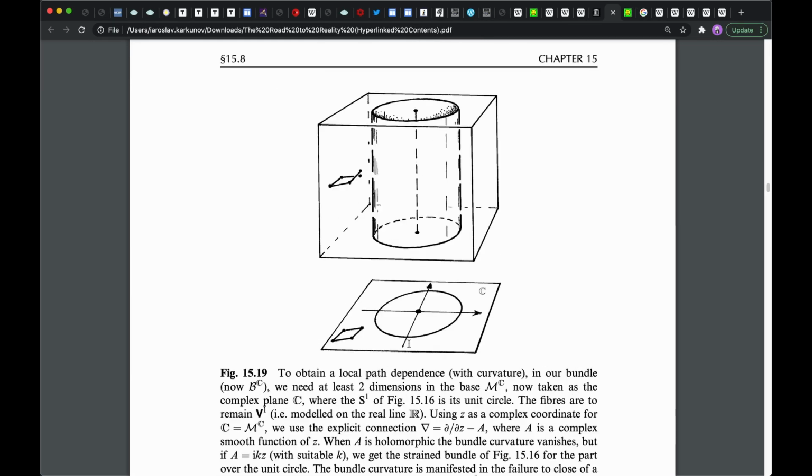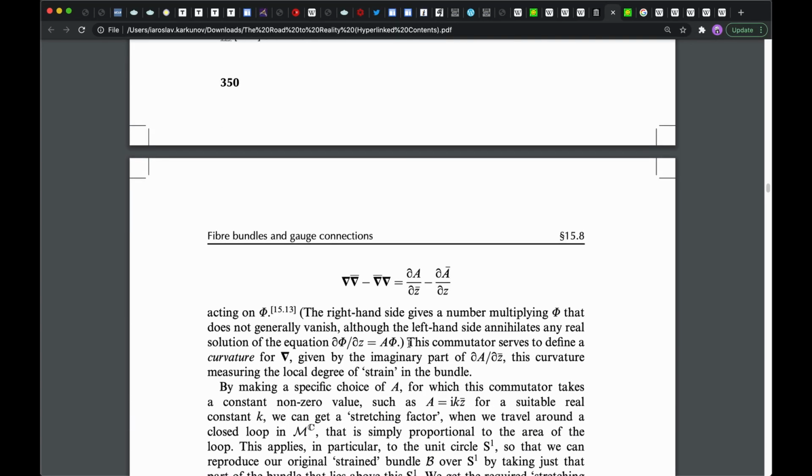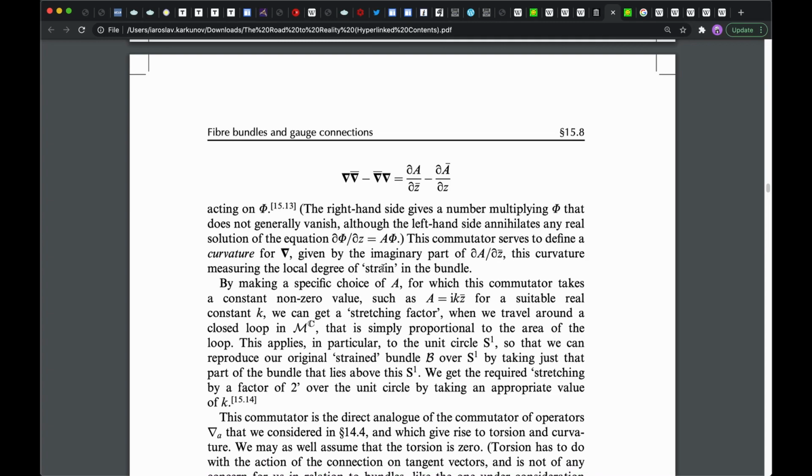Yeah, so basically he also talks here about the curvature. So it's the same formula we have had in chapter 14, but with complex conjugation, so it's like a complex curvature here. And he also says that we can make a specific choice of A for which this commutator, the curvature, takes a constant non-zero value, and for suitable real constant k, we can get a stretching factor when we travel around a closed loop that is simply proportional to the area of the loop.